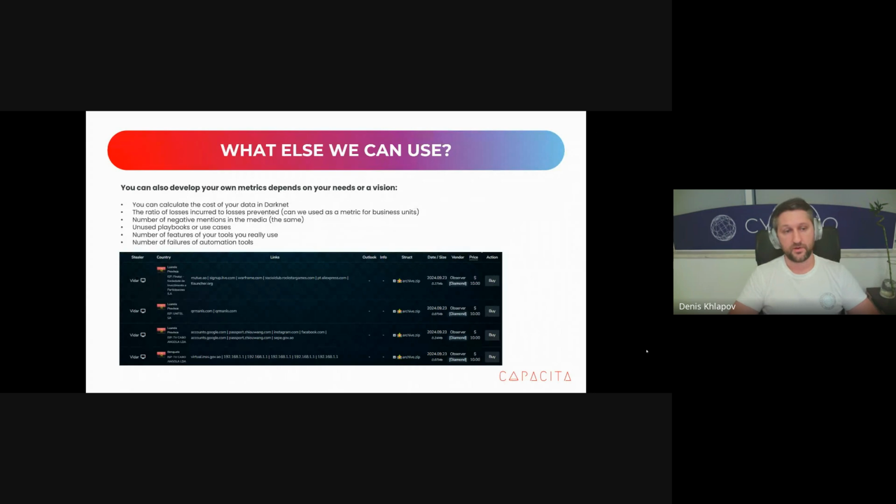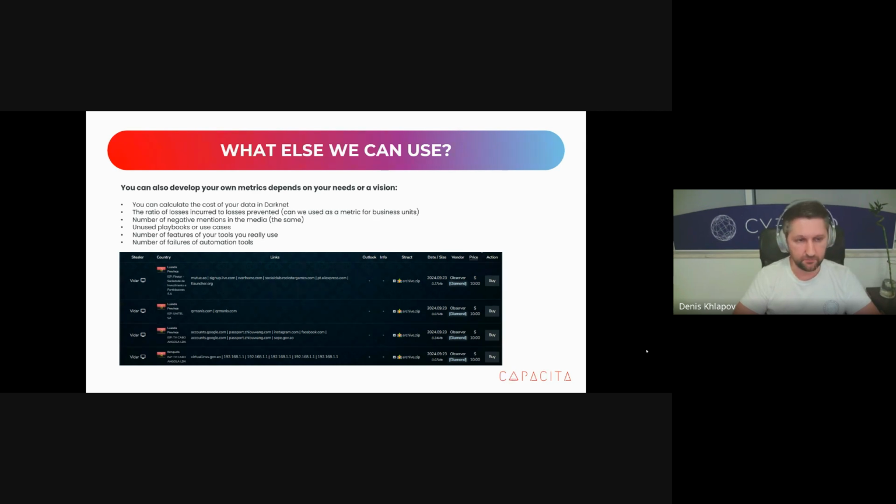What else? Here I also put some interesting and tricky metrics. For example, I didn't meet this company, but I read about it. One company calculated the cost of their data in the darknet as a metric. Why? Because in the darknet you can find leaked accounts or data, and the price will depend on the effort hackers spent to obtain this information. And a higher price basically means that it was quite difficult to take this info. And this company, absolutely seriously, considers it a metric for SOC effectiveness. So why not? Maybe you can use it as well.